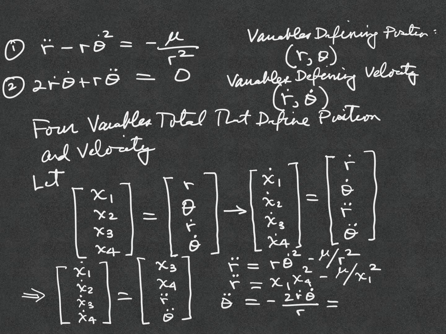But that's equal to minus 2 times, well, what's r dot equal to? Well, r dot is equal to x3. What's theta dot equal to? Theta dot is equal to x4. What's r equal to? R is x1. So there we go. There are those second derivatives. So now, if I write this out a little bit more neatly on the other side, what I wind up with is the following. Let's do it on the next page.